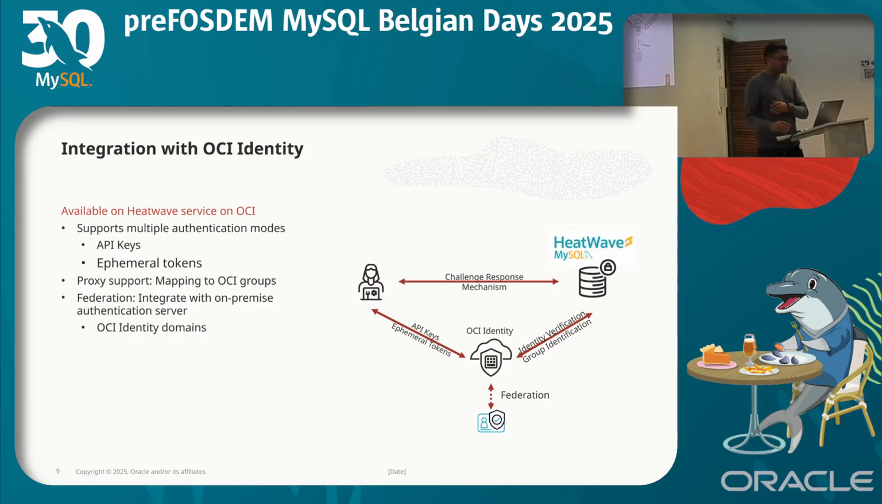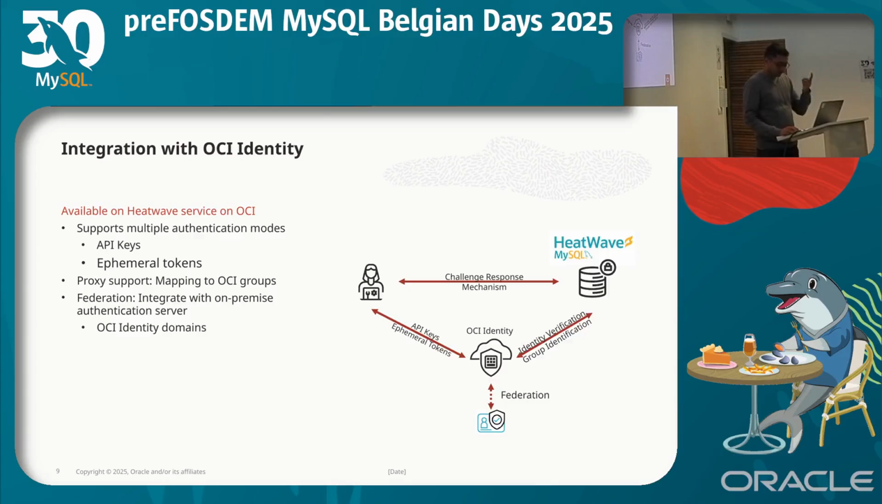There's a challenge-response mechanism that happens between MySQL Server and the client. You use your keys to sign the challenge and send it back to the server. The server will in turn verify your credential against OCI identity and either allow you to log in or reject the claim. The good part about this is that OCI identity supports groups, and we can map these groups to MySQL proxy users. So you can say that a user belonging to certain OCI identity groups can only have this many privileges because they map to a particular proxy account on MySQL server.